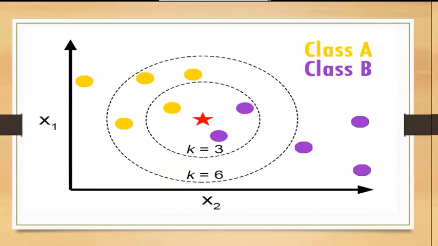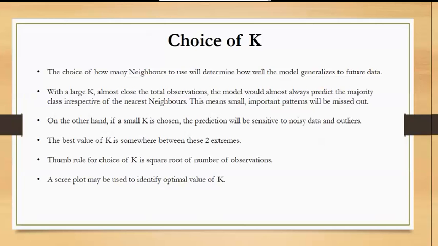Now, what determines this choice of K? How do we choose K? The choice of how many neighbors to use for classification will determine how well the model generalizes to future data. Now, there are two extremes.